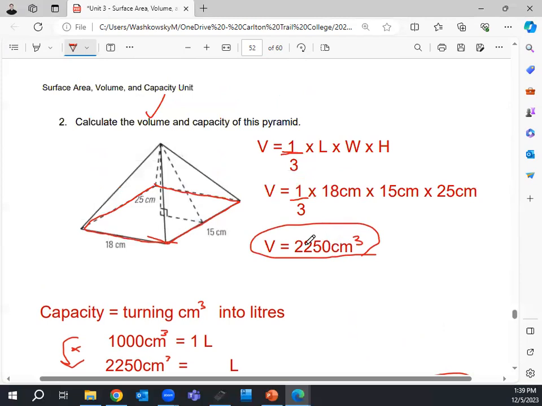So again, a lot of what we're doing is identifying what's the shape I have, setting myself up for success, and then it's just plugging in the formula and solving it.